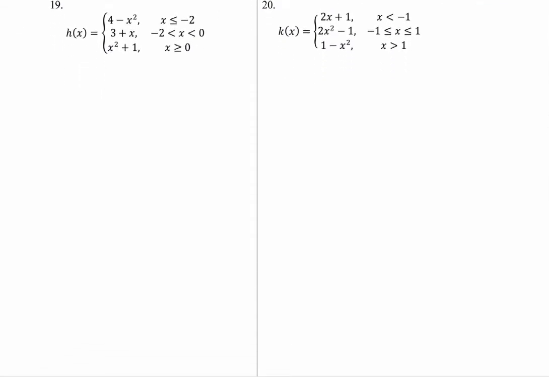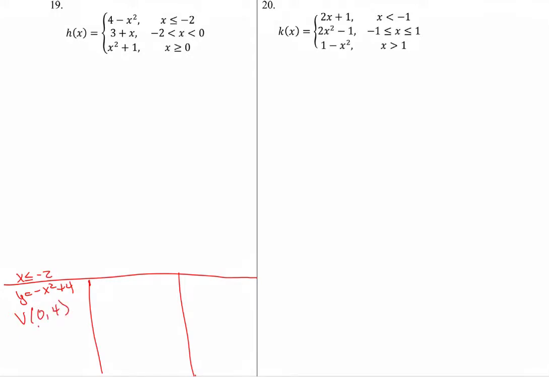So now let's look at 19. For 19, I'm going to break this into 3 regions. I'm going to draw a little break down here, one for each graph. I'm going to have x less than or equal to negative 2, and that's going to be y equals negative x squared plus 4. So that has a vertex of (0, 4), and it's down.